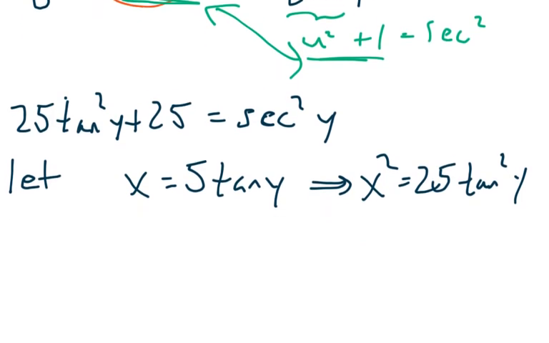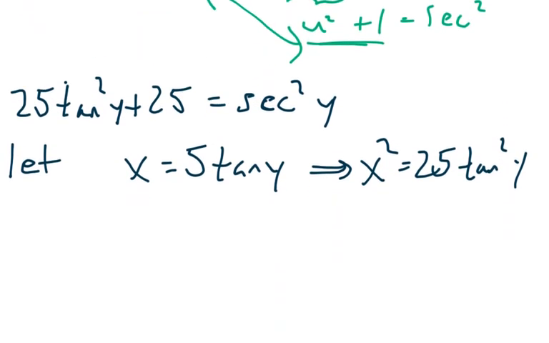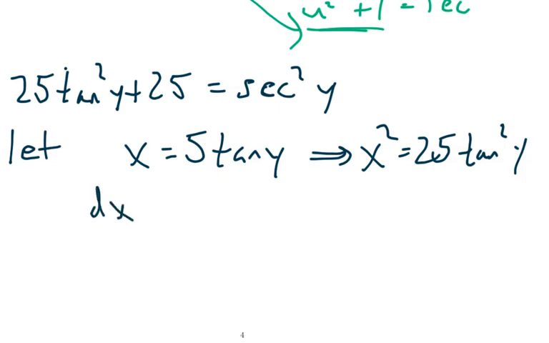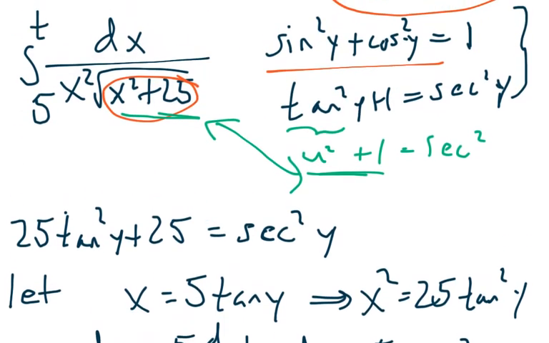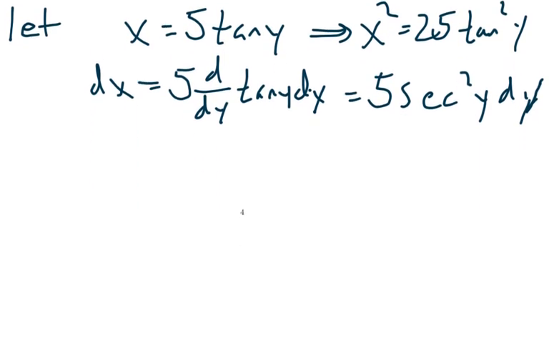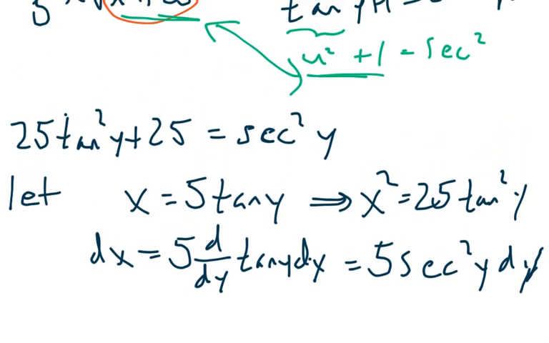So let's look at our integral. First thing, actually, before we do any replacement, we're going to have to find our dx. So we have dx is equal to 5 d by dy of tangent y dy. And well, what's the derivative of tangent? The derivative of tangent is secant squared. So it gives us 5 secant squared y dy. Okay, so then we're going to go ahead and plug in everything. I'm going to drop the bounds for now. I'm going to move on to another page.